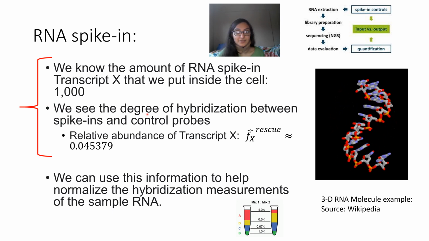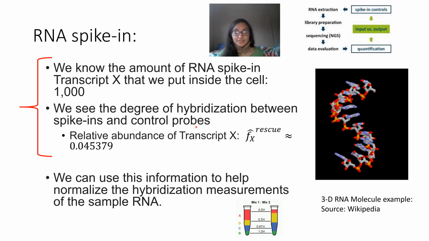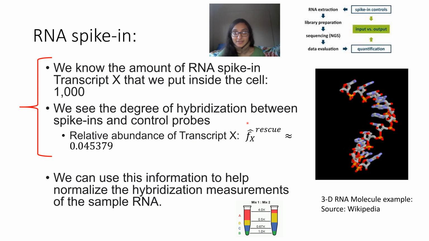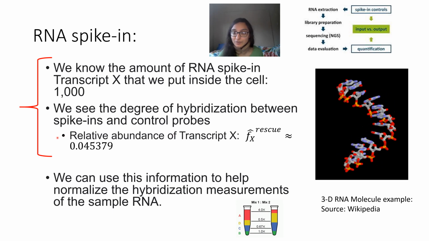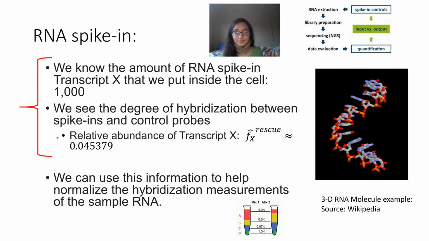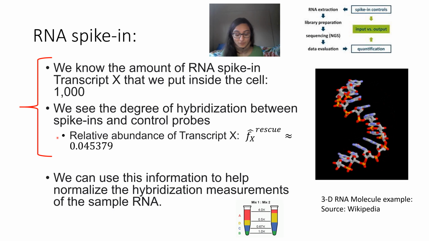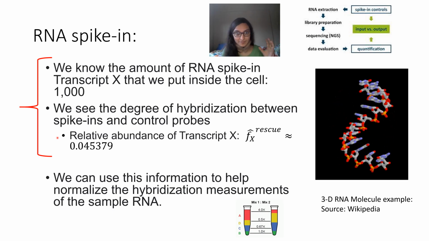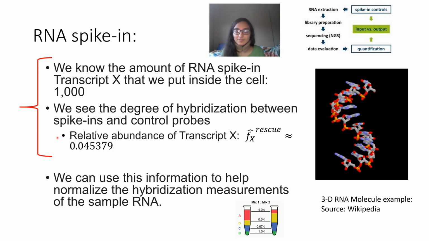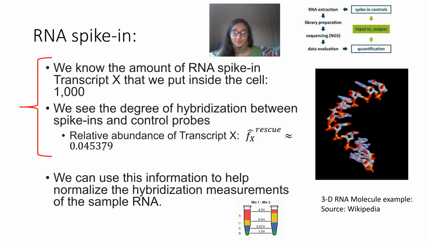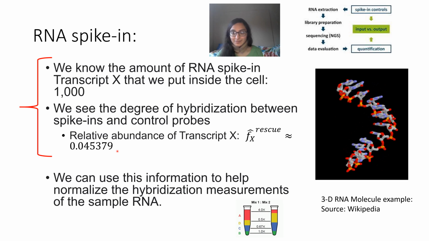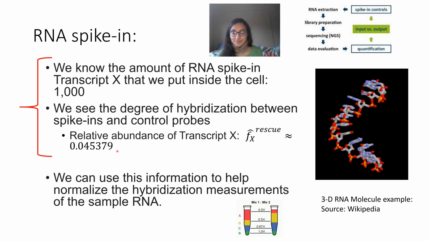We also see the degree of hybridization between spike-ins and control probes, and then we ended up finding between the read groups and the transcript length. So we knew the length that we were putting in of transcript X. We put in a length of that RNA transcript, and we found the relative abundance of transcript X is 0.045379. That's what we determined in the previous video using the RNA-seq method.